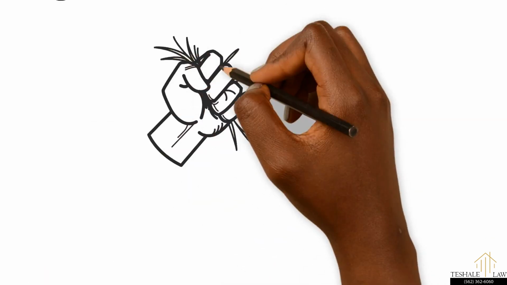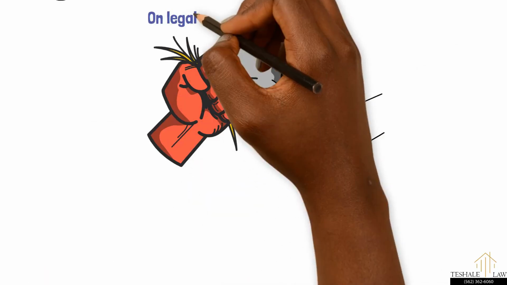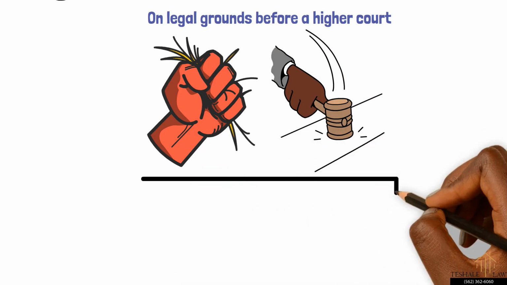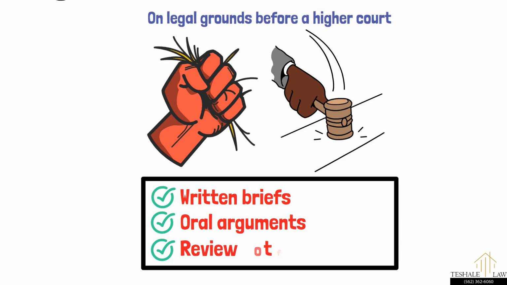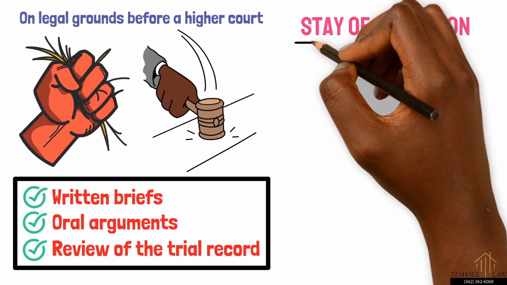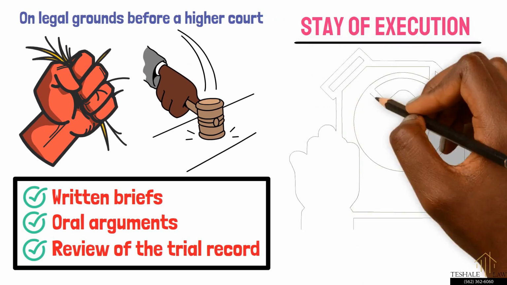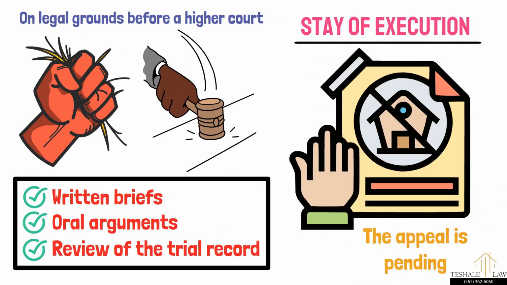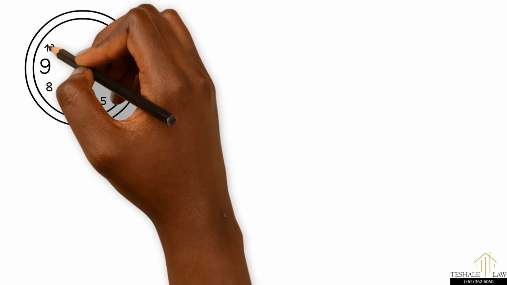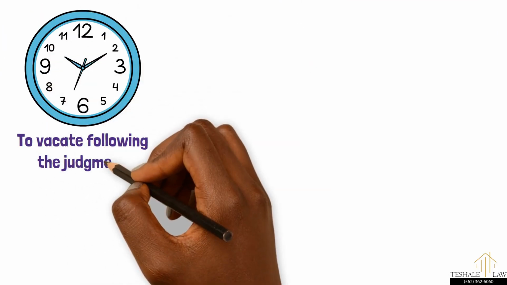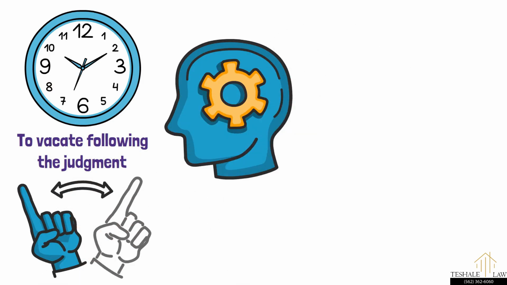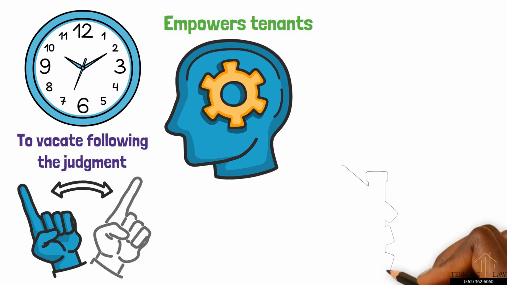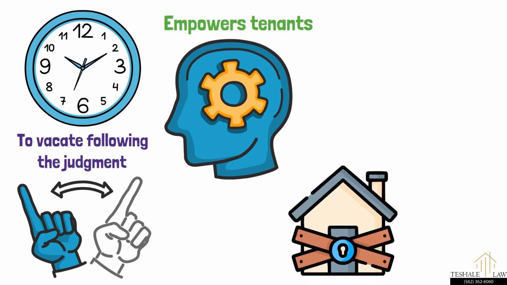An appeal allows the aggrieved party to challenge the trial court's decision on legal grounds before a higher court. The appellate process involves the submission of written briefs or arguments and a review of the trial record. Seeking a stay of execution may provide temporary relief from eviction while the appeal is pending, but could also allow the tenant to just get some additional time to vacate following the judgment, even if they do not file an appeal.